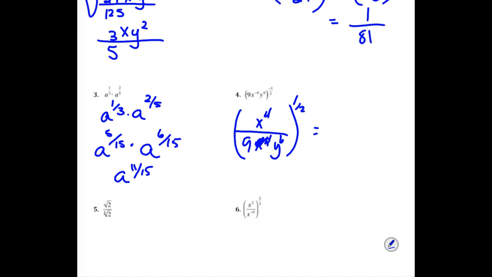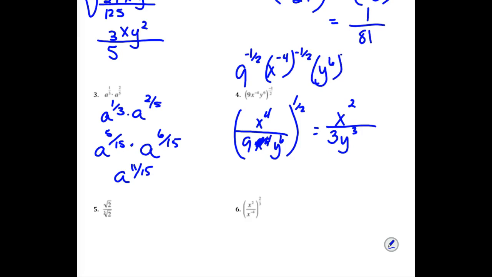Okay? So what is the square root of x to the 4th? Okay? Square root of 9. And y to the 6th would be y to the 3rd. Okay? Again, there's different routes you can take. If you want to distribute that power, you certainly can do it that way too. All right, and then simplify it. You should end up with the same answer.